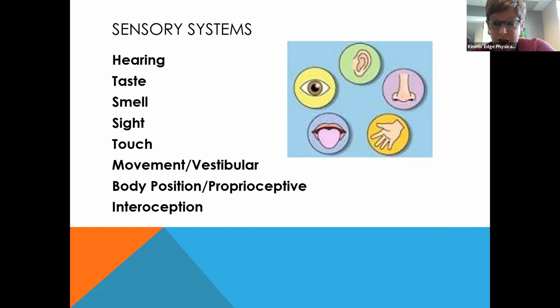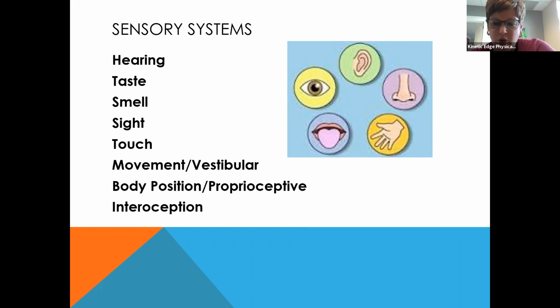Movement provides a significant amount of information for our visual system, and it also supports other skills such as fine motor coordination, gross motor coordination. A lot of things depend on our vestibular or movement system.